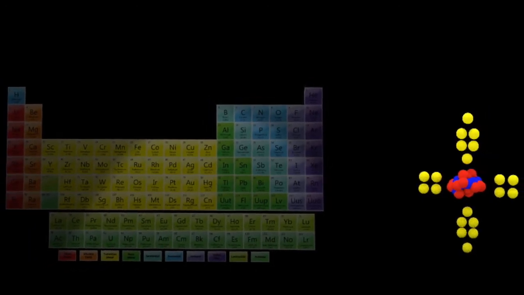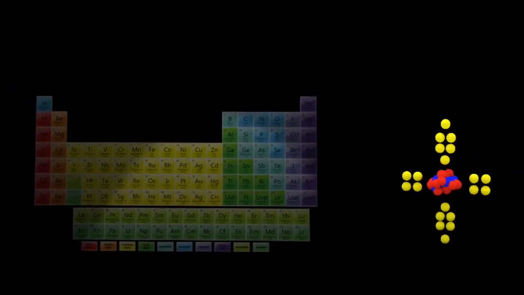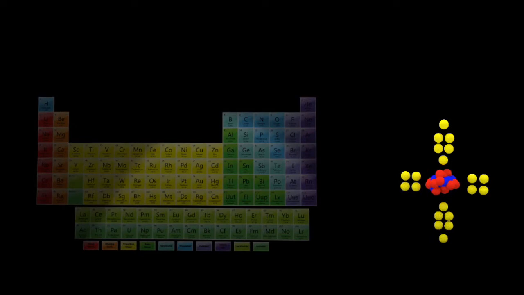Alright, son, here we have a periodic table of the elements and an atom model of calcium, which you can find in that milk right there.